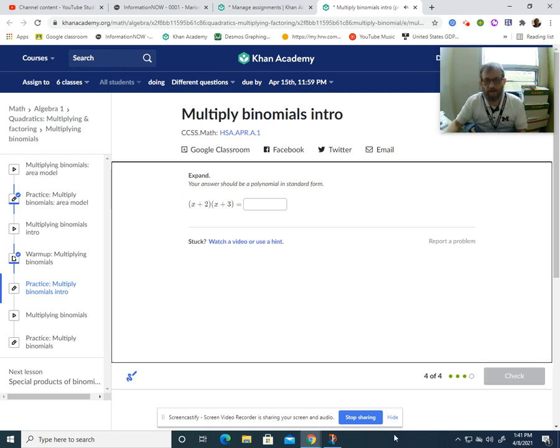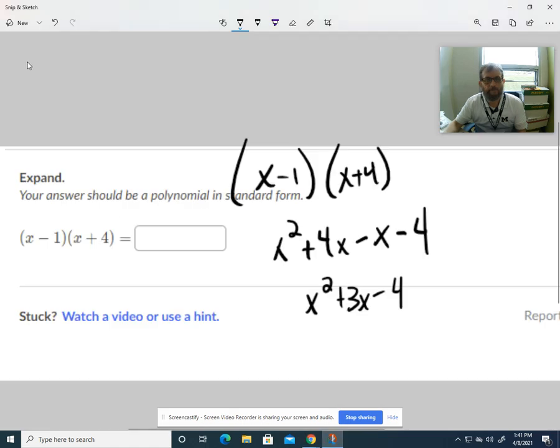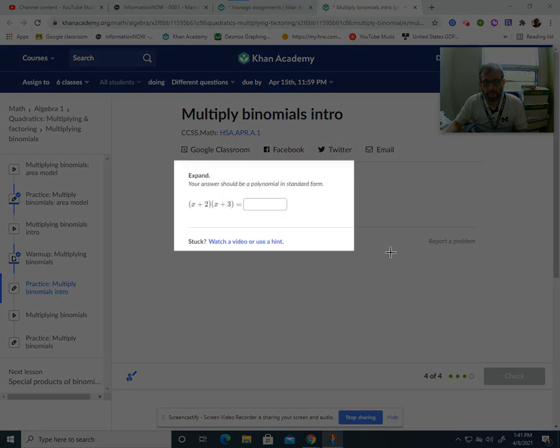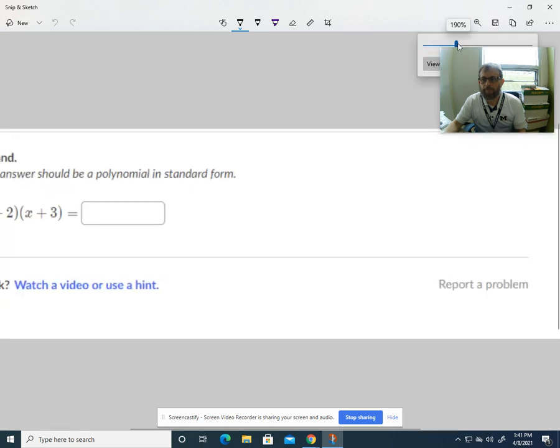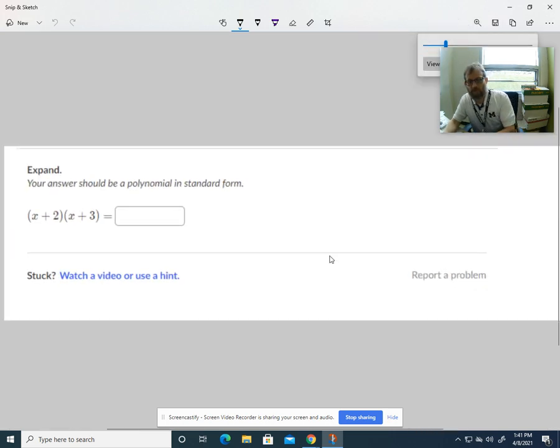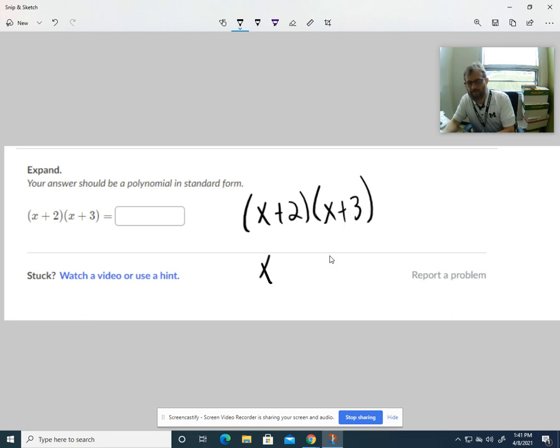One more final time. So we got x plus 2 times x plus 3. X times x is x squared. X times 3 is positive 3x. 2 times x is positive 2x. 2 times 3 is 6. These add to x squared plus 5x plus 6.